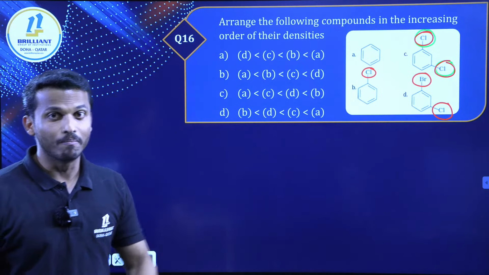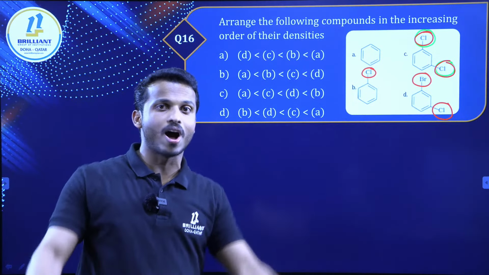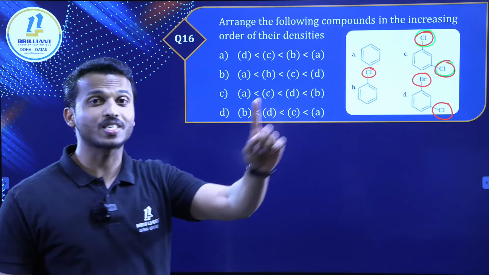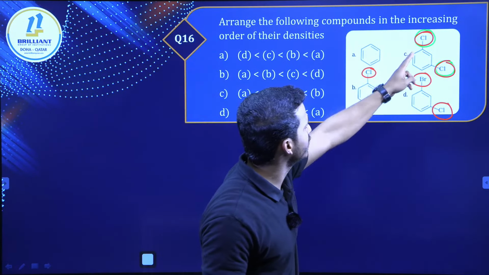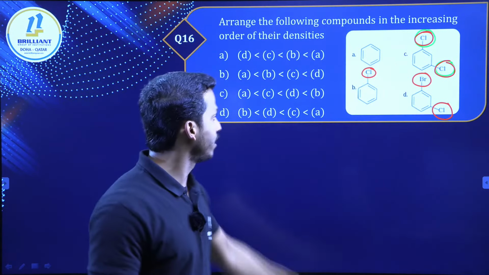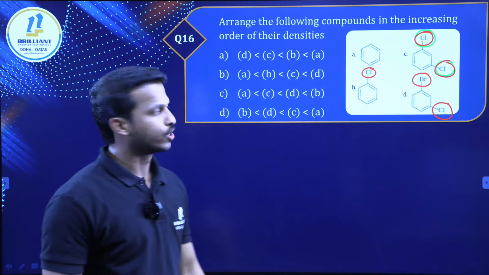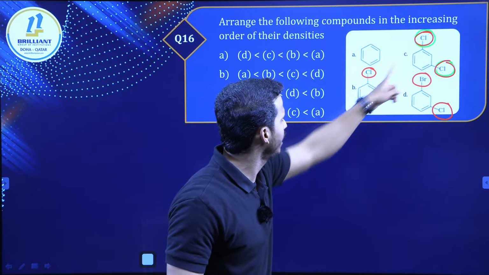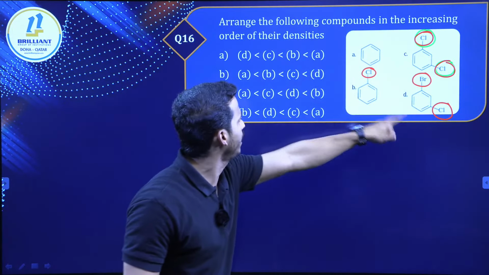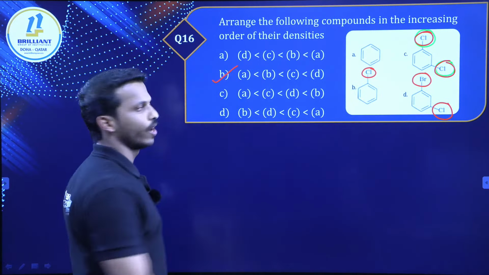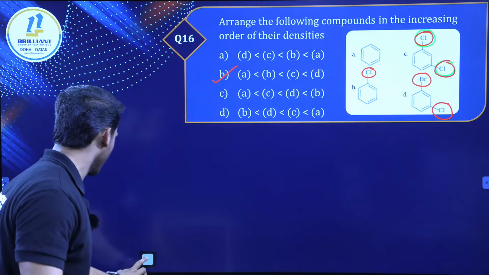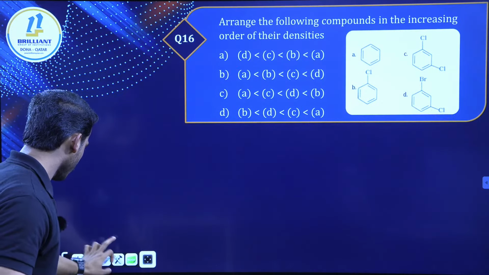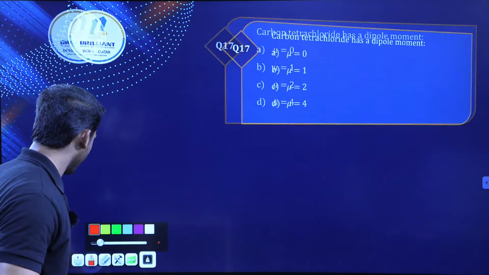They are all mass. Which one has the greatest mass? The last one, because the last one contains bromine and chlorine. Then which one can we go with? C, because it has two chlorines, and here one chlorine and without chlorine. So your answer is D, C, B, A. Starting with D, that is only one answer. Which one? Option B. So density is related to what? Mass. A simple question.